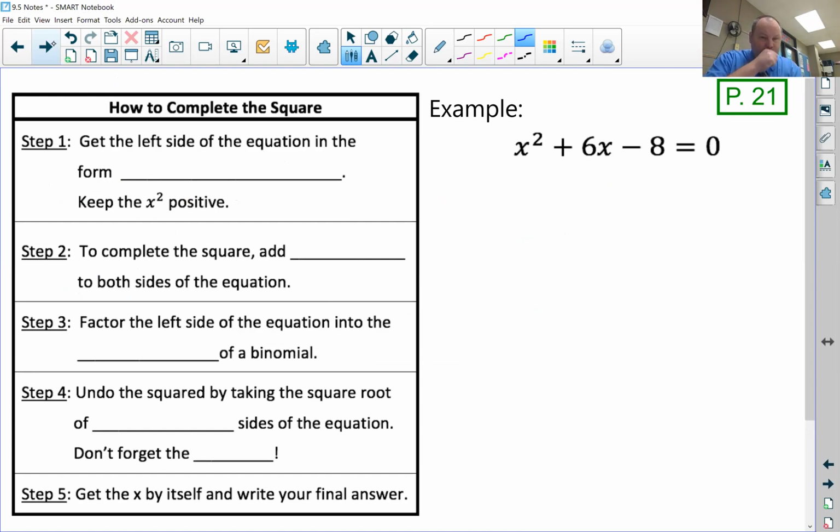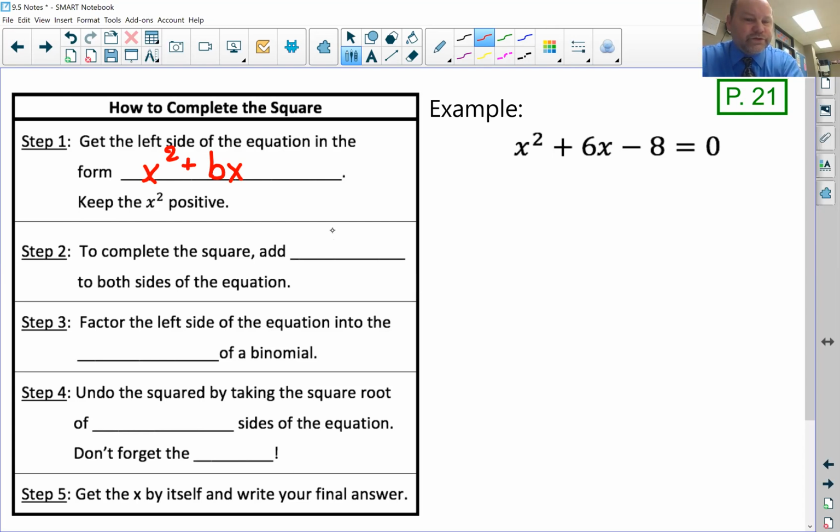So in order to complete the square to solve an equation, we want to get the left side of the equation in the form x squared plus bx. And we always want the x squared to be positive. We don't want negative x squared. If you have a negative in front of the x squared, this method doesn't work. You have to do other work so that the x squared is positive.